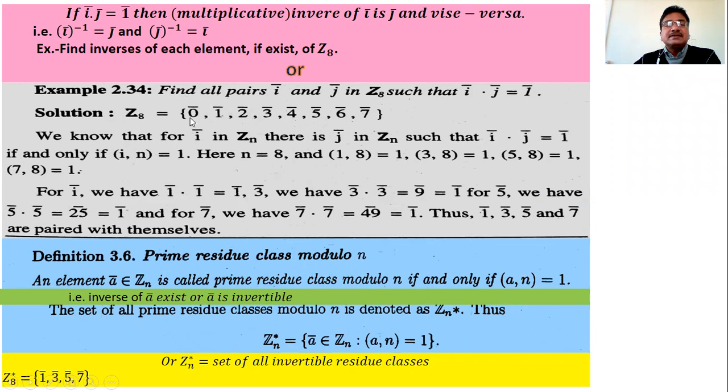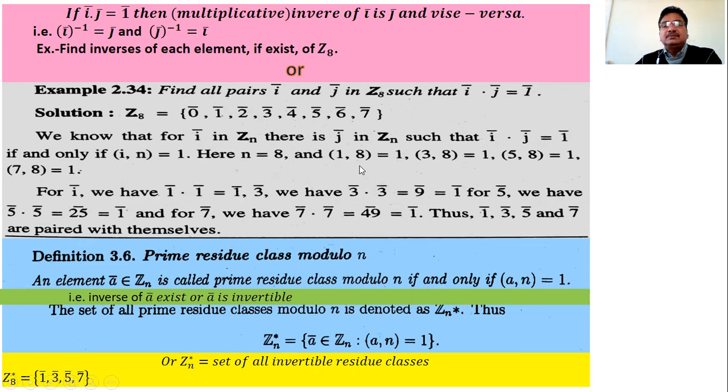So Z8 contains these 8 elements, 0 bar to 7 bar. This is Z8, the set of residue classes modulo 8. And then we have to find I bar and J bar such that I bar times J bar is 1 bar. Here is the theorem: the inverse of I bar exists in Zn if and only if the greatest common divisor of I and N is 1. Otherwise you find them by using these pairs, or by drawing the table.